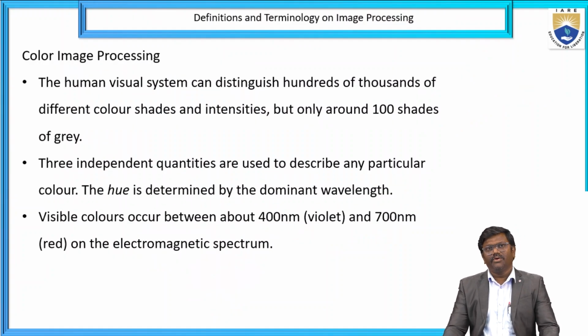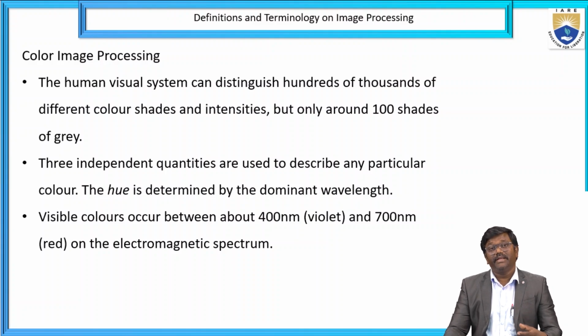Then we want to go in detail to define color image processing. Color image processing is usually defined in terms of the human visual system, which can distinguish hundreds of thousands of different color shades and intensities, but only around 100 shades of gray. That is what we want to understand. Three independent quantities are used to describe any particular color.